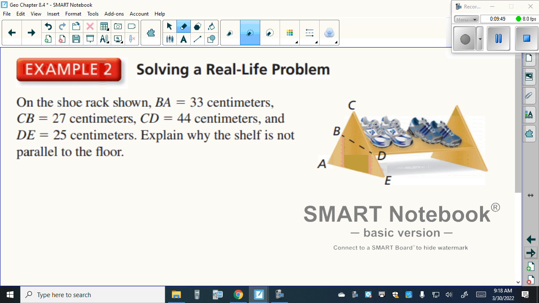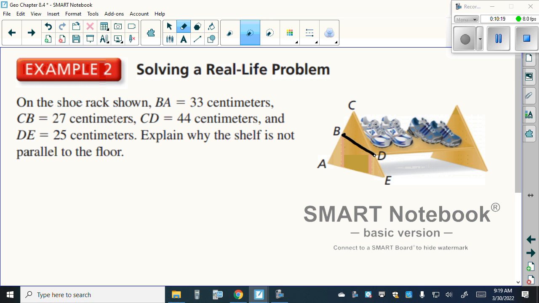So now we're using the converse. Because we do have two triangles, one on either side of the shoe rack. Now, what they want to know is the shelf itself, so our line segment BD, is it parallel to the floor? That's what we want to know. That's what we want to find out.